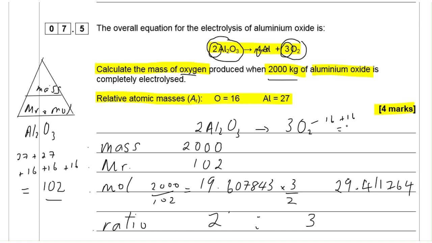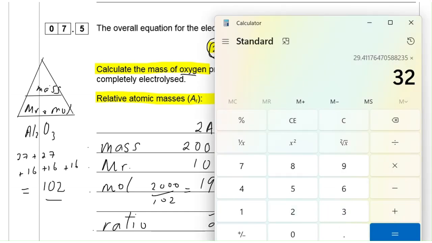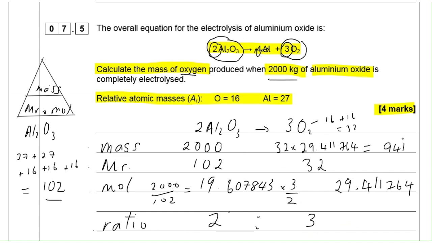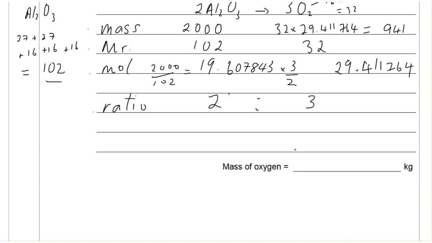Back to Mr. Moles with the mass on his head. The mass of oxygen is going to be 32, the Mr, times the moles, that 29.4 long number that's on your calculator. Crunch that and you should get your final answer, 941 point whatever, which we're going to round to 3 significant figures: 941 kilograms of oxygen produced.